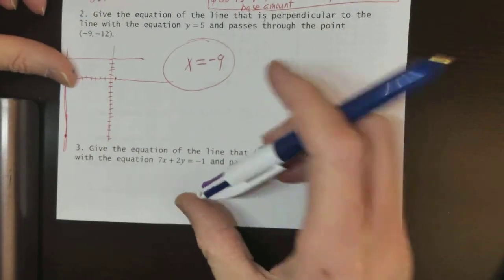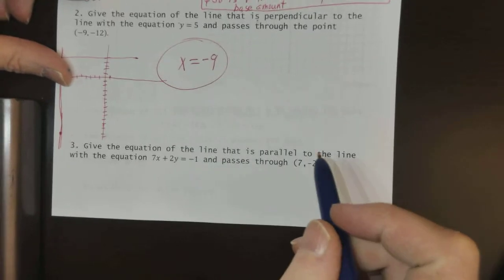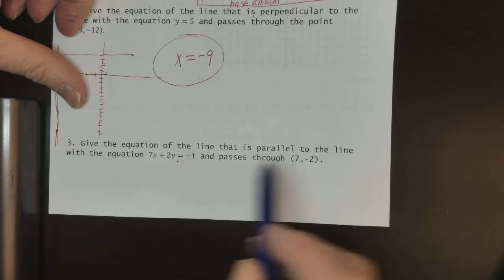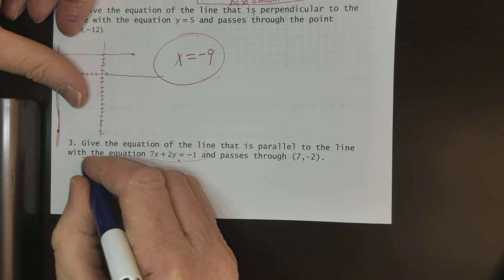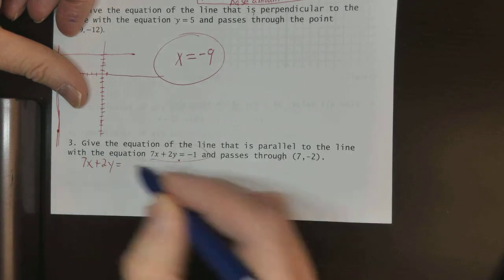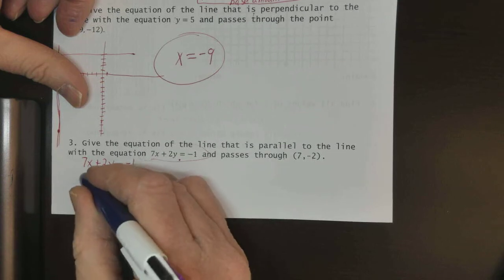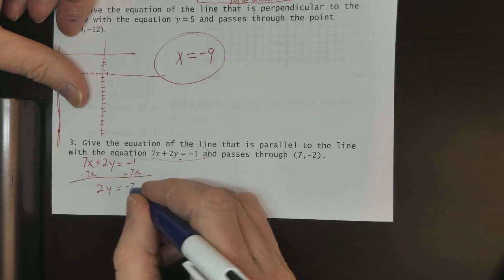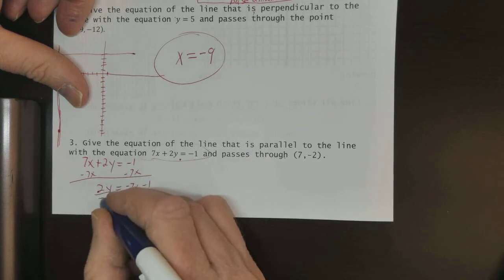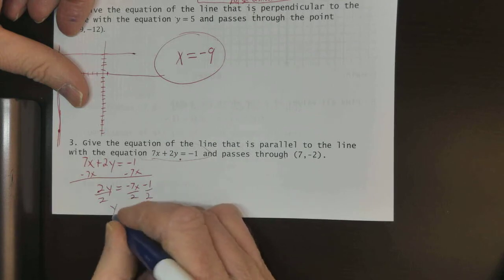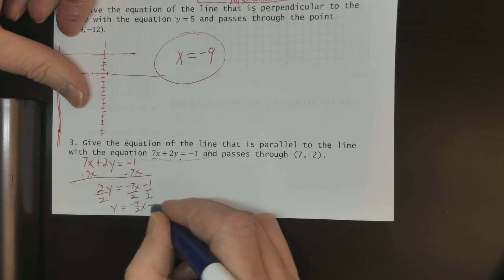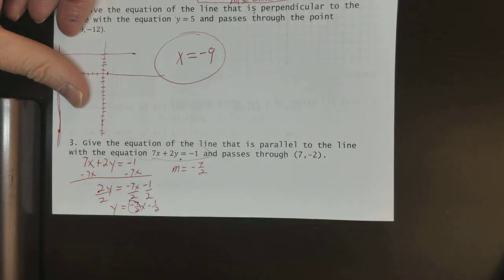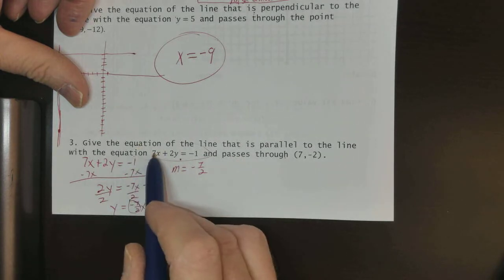All right, number 3, give the equation of the line that is parallel to the line with the equation 7x plus 2y equals negative 1 and passes through 7, negative 2. So my strategy is figure out the slope of that one. 7x plus 2y equals negative 1. If I subtract 7x from both sides, I got 2y equals negative 7x minus 1, and divide through by 2, I've got y equals negative 7 halves x minus 1 half. The slope is negative 7 halves.